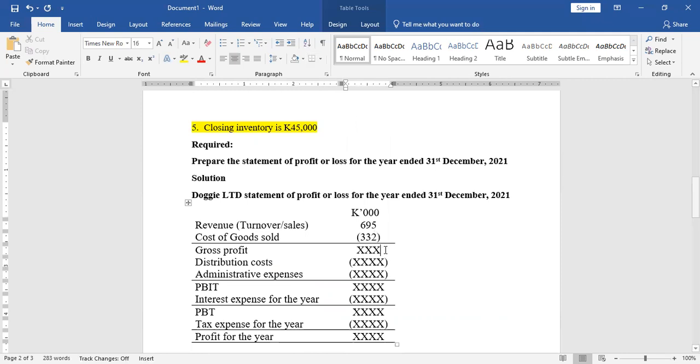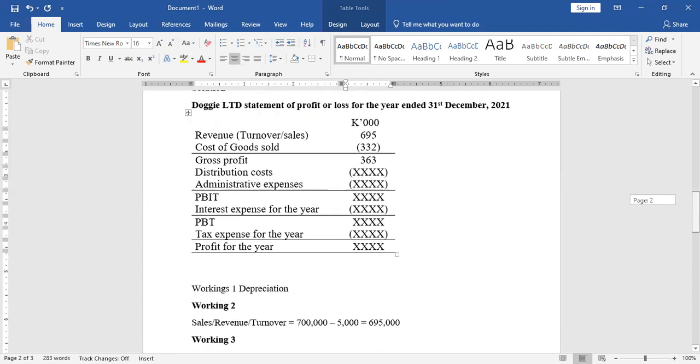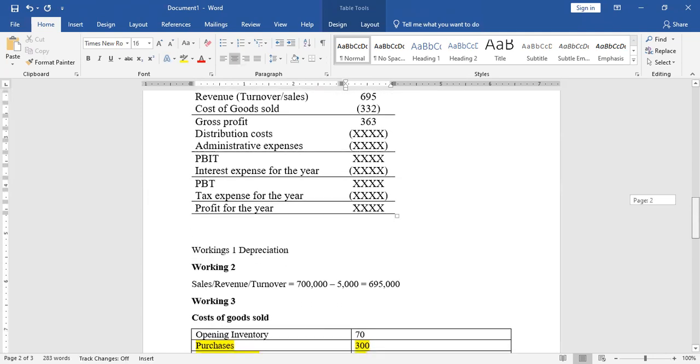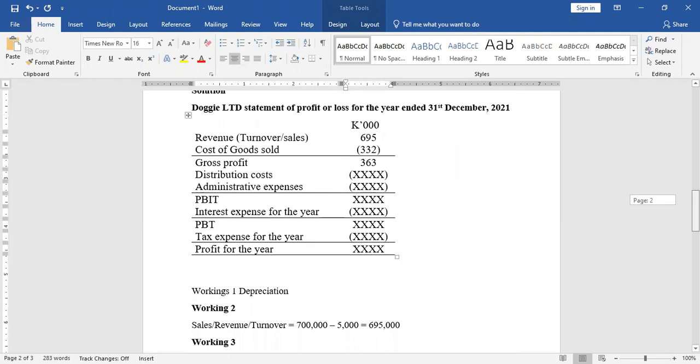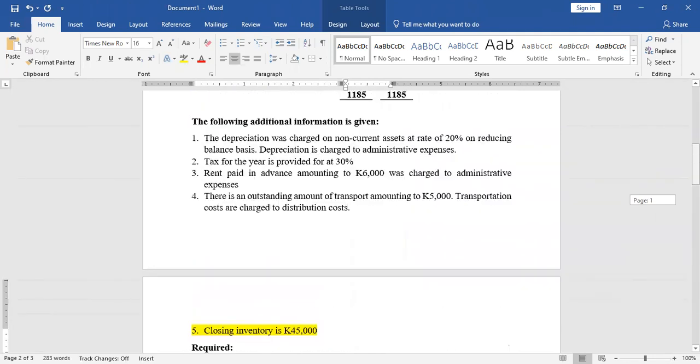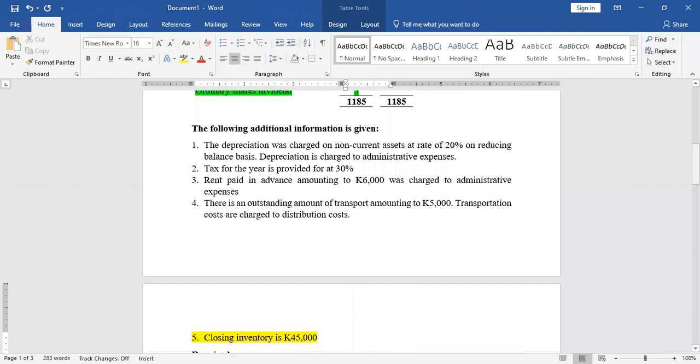Gross profit, we are simply saying 695 minus 332. We have 363 as our gross profit. Distribution cost and administrative cost. Let's read the notes to see if there is anything which is affecting distribution cost and administrative cost.